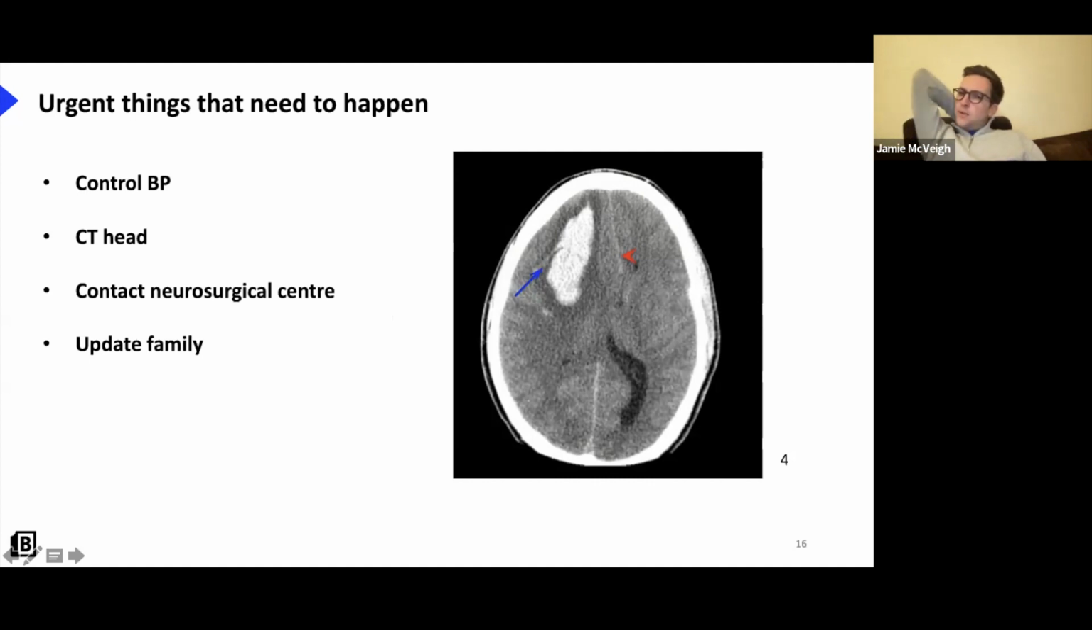Now, does anyone, so we've got a bleed there. What else is concerning about that CT scan? I'm not expecting you to be able to interpret CT scans, guys, but it's just good for your learning. Yeah, fantastic. Okay. Barra just said midline shift.